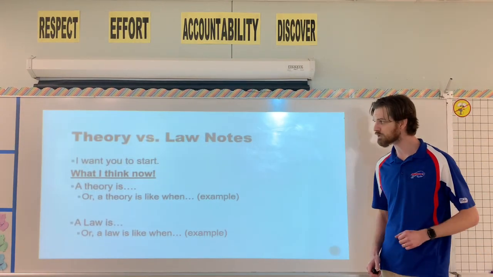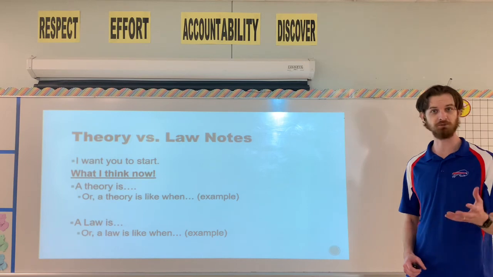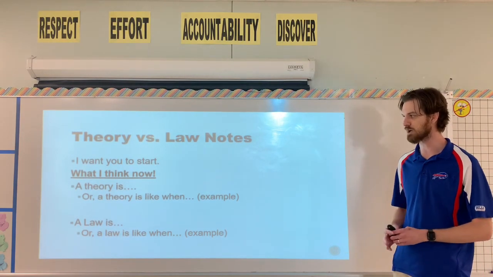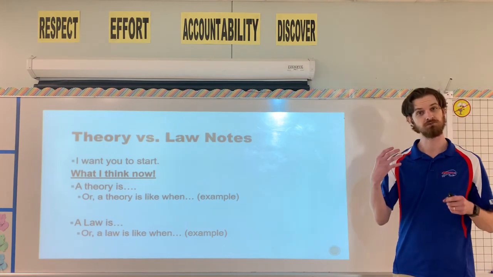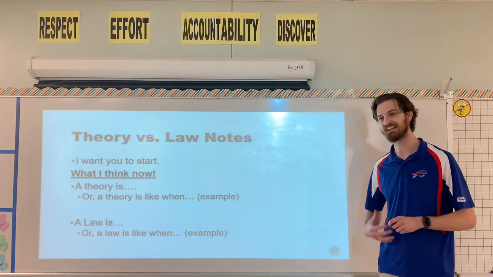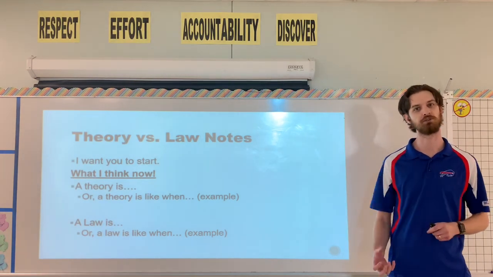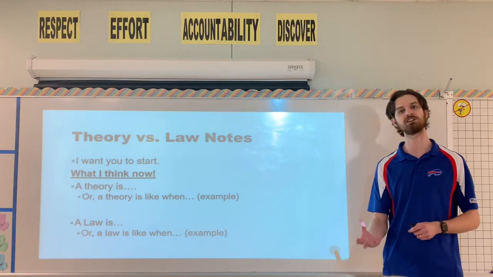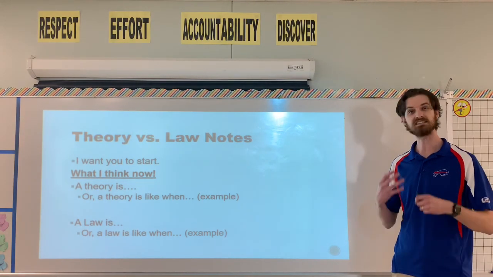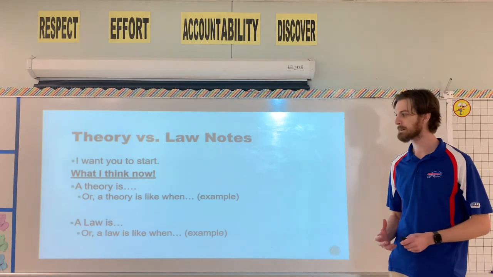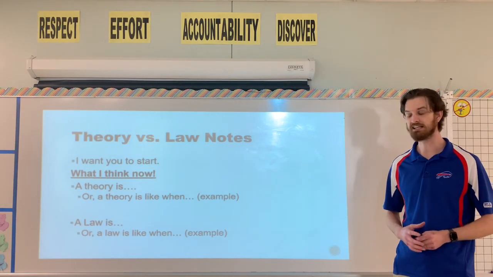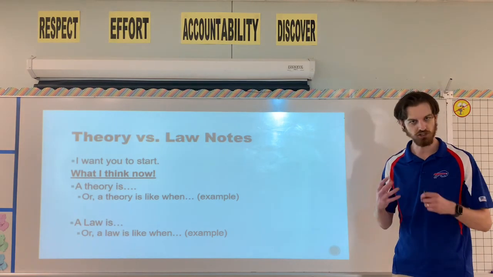So first thing I want you to do is tell me what you know first. So take a few moments and actually write down what you know. So a theory is, so at this point you should be writing down examples of when you've heard the word theory, or how you've heard it used before, or what you think that definition is based on your prior knowledge. Once you finish that, write down what a law is. Again, use your prior knowledge. Don't look it up on Google.